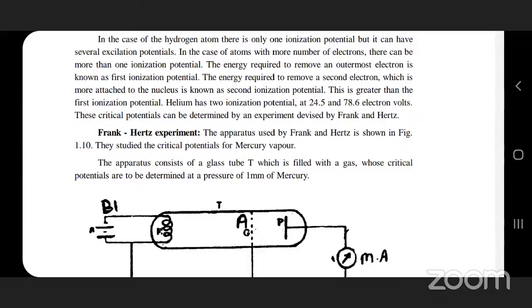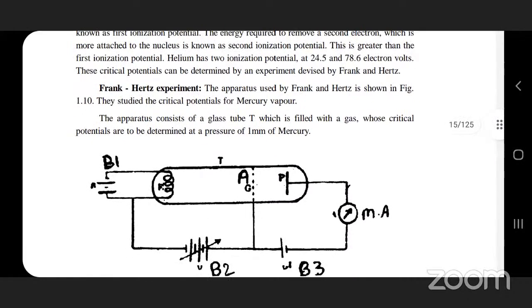The energy required to remove an outermost electron is known as the first ionization potential. The energy required to remove the second electron is greater because it is more strongly attached to the nucleus, with strong attractive forces taking place. That's why this is the second ionization potential, which is greater than the first ionization potential.